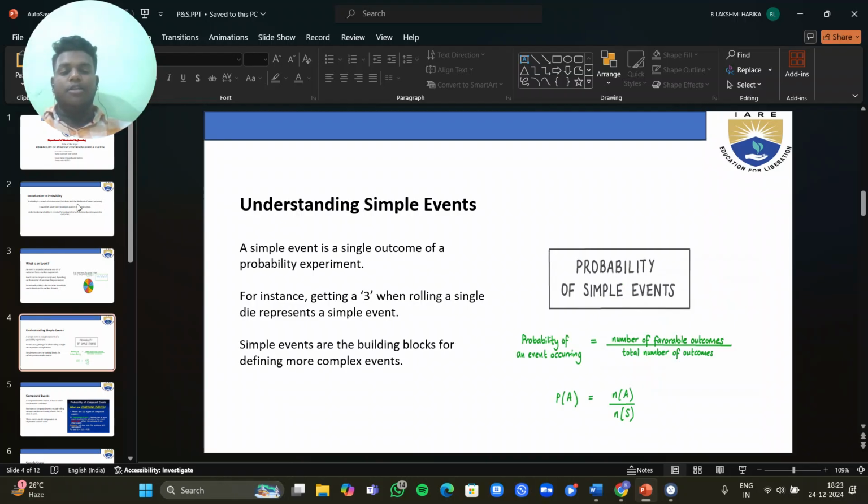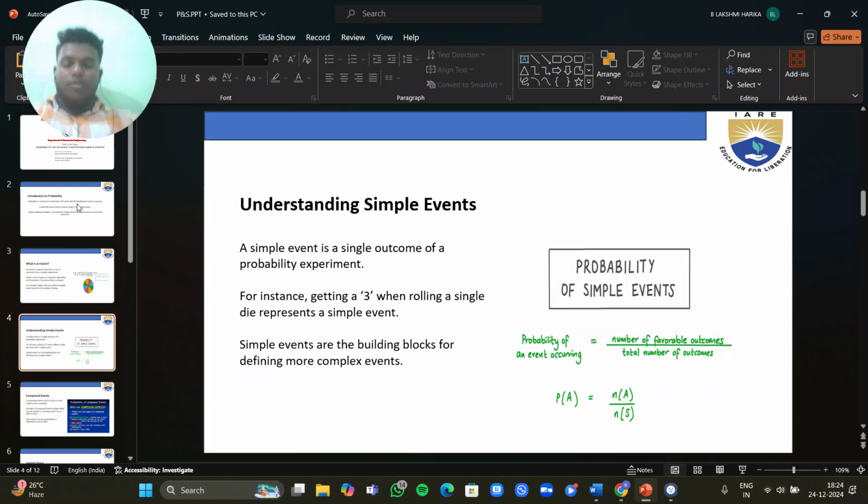Understanding simple events. The probability of an event occurring is equal to the number of favorable outcomes divided by the total number of outcomes. P of A equals N of A by N of S. This is the formula for the probability of simple events. A simple event is a single outcome of a probability experiment. For instance, getting a 3 when rolling a single die represents a simple event. Simple events are building blocks for defining more complex events.